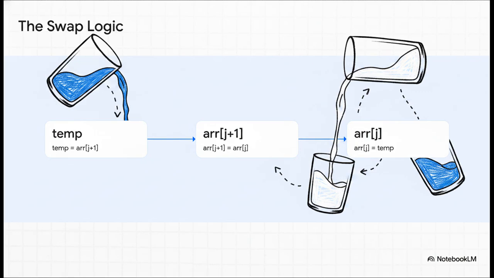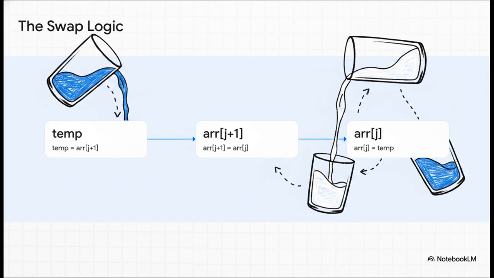So, the crucial takeaway here is this 3-step sequential choreography inside our if block. Step 1, we pour the juice into the empty glass, meaning we take the right side value and store it safely in temp. Step 2, we pour the milk into the now empty juice glass. We take the left side value and overwrite the right side. Now, at this exact millisecond, both slots hold the left value.